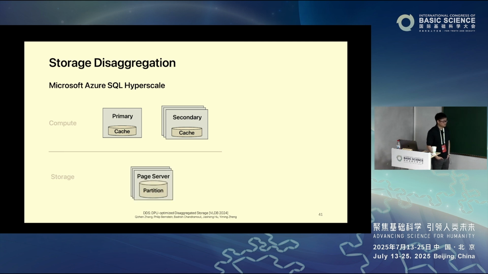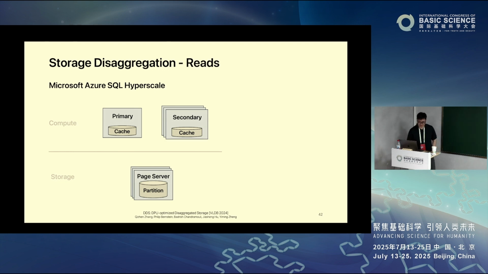In the storage layer, we have storage servers, which are called page servers in Microsoft. Collectively, these page servers store the entire database, and every page server stores only a partition of the database, specifically 128 gigabytes.